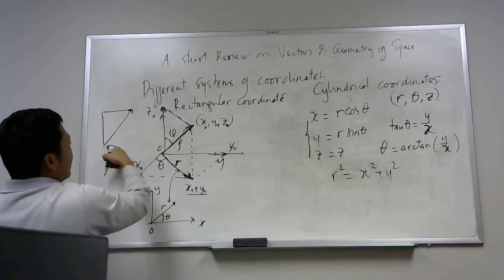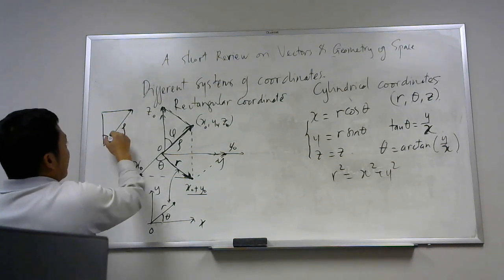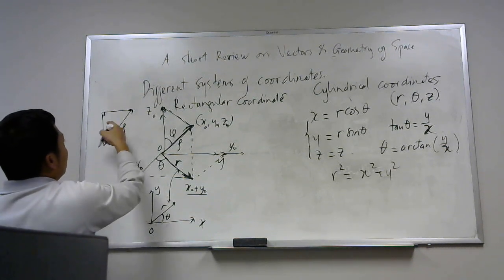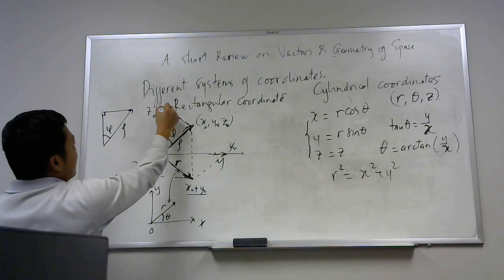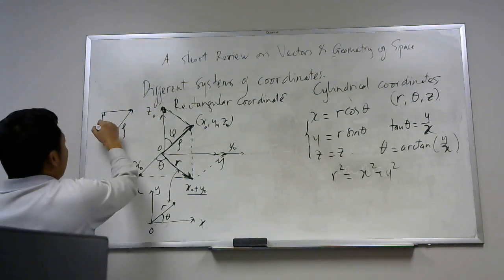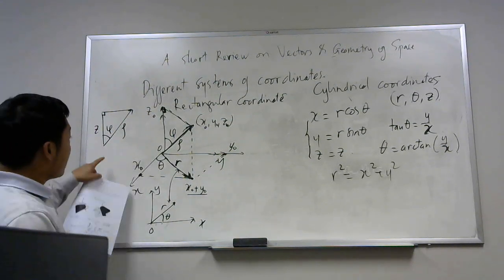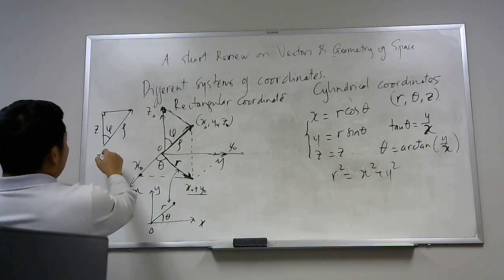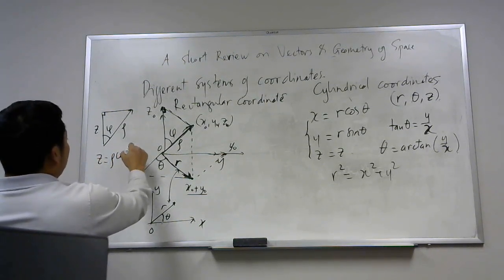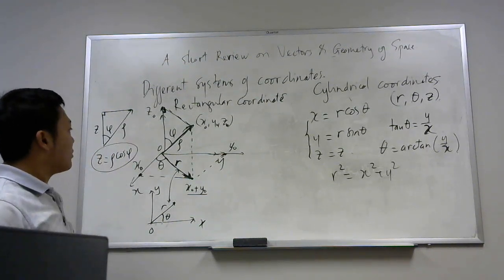And this is our vector. This is rho, and this angle is phi, right? This is 90 degrees, don't forget. And this is z. So from this picture we will see z is equal to rho cosine of phi, right? Z is equal to rho cosine of phi.